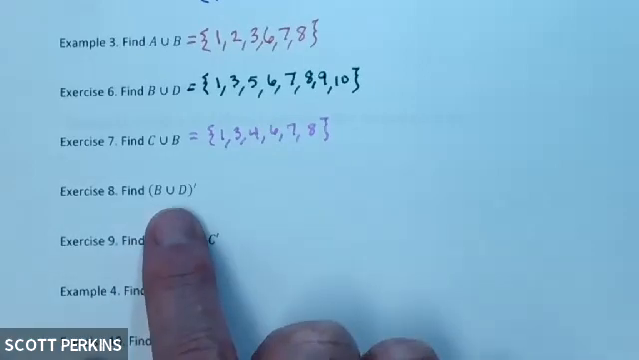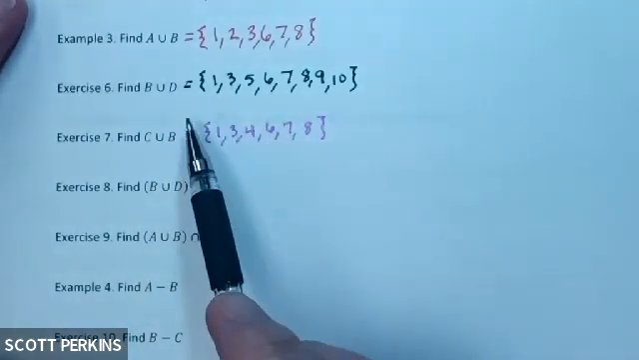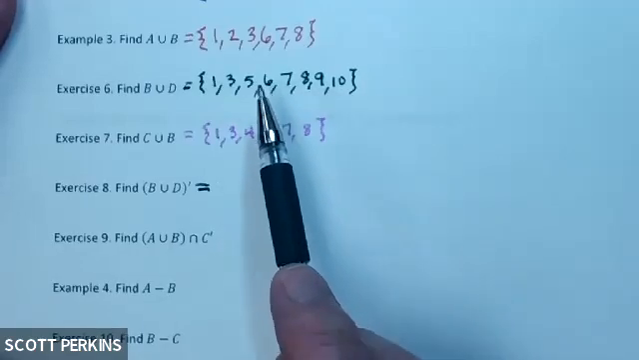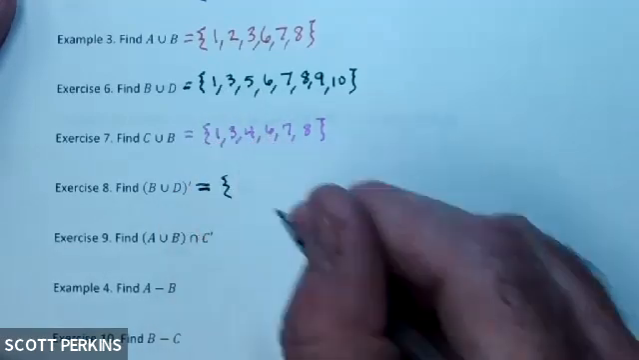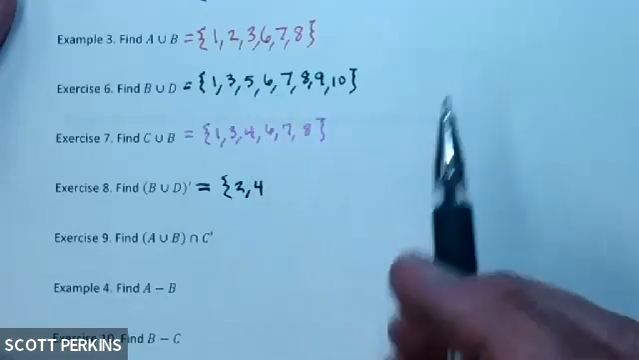So we've done the B union D. Now, if you would just do me the favor, find the complement of B union D. All right, B union D is in exercise 6. It was 1, 3, 5, 6, 7, 8, 9, 10. The complement means everything that's in the universe that is not in that set. And so what elements are not in B union D? 2 and 4, and then 5, 6, 7, 8. Yep, that's it. Great job, everybody.